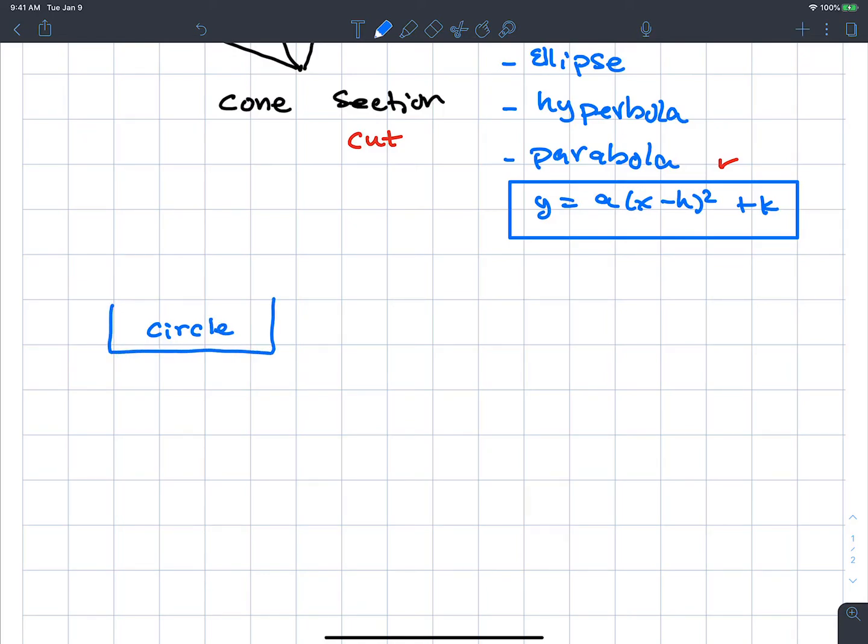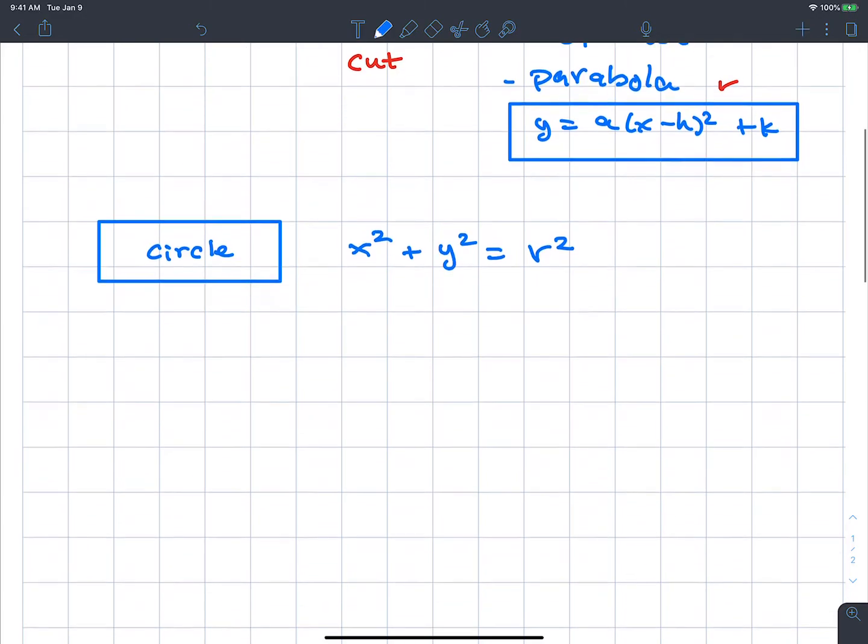The general equation of a circle, your graphing format here, is x squared plus y squared is r squared. And r here is known as the radius of your circle, and your radius is positive here. And I want to say that this circle here is centered at the origin.